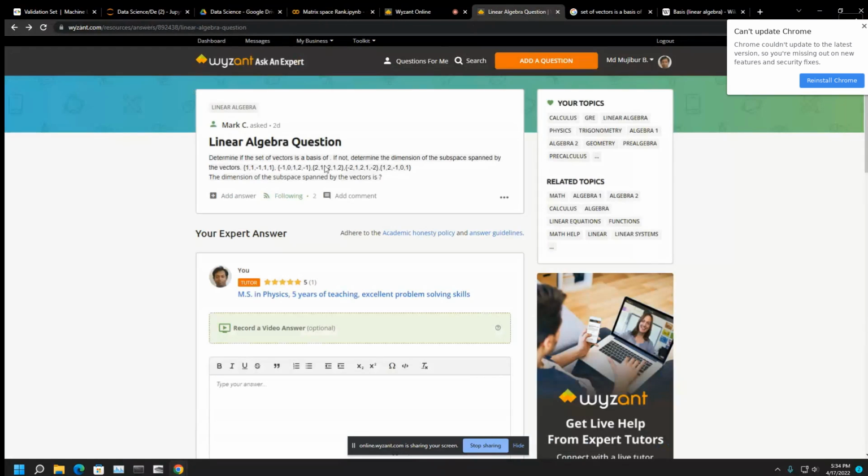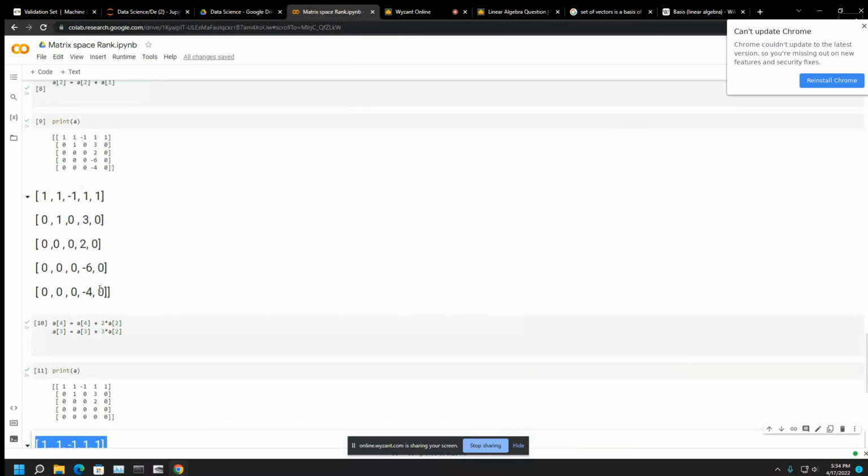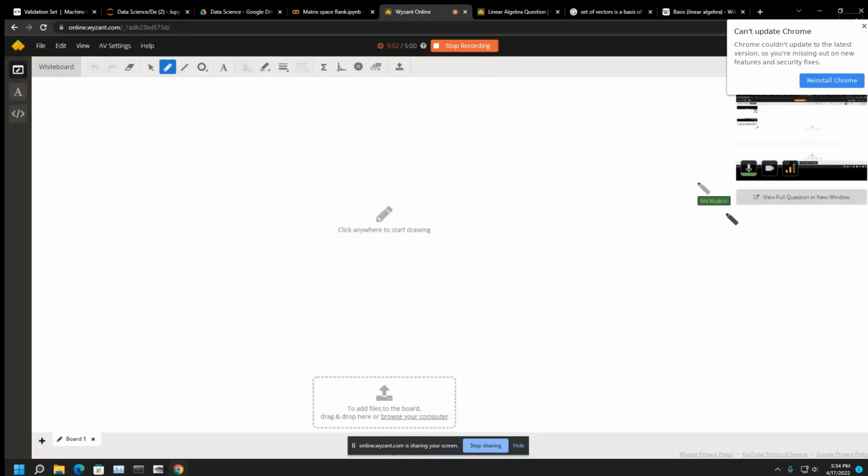So let me see. What's the dimension of the subspace? So the dimension of the subspace is 3. So 3 dimensions can be explained by these vectors. I hope that answers your question.